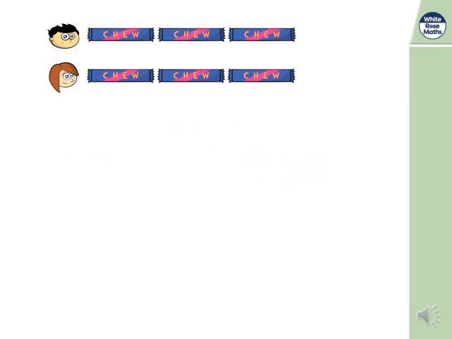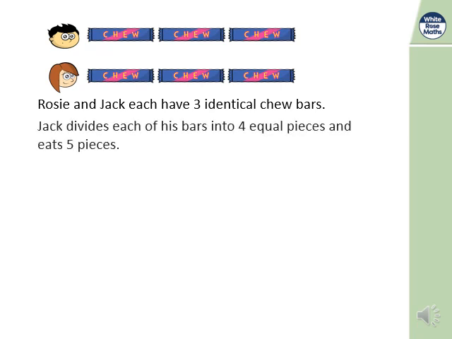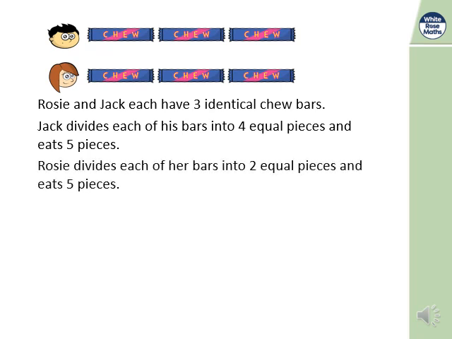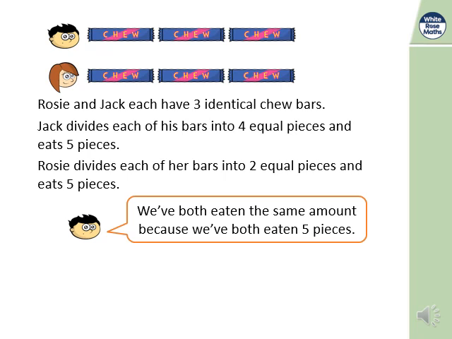Now let's have a look at this word problem. Rosie and Jack each have 3 identical chew bars. Jack divides each of his bars into 4 equal pieces and eats 5 pieces. Rosie divides each of her bars into 2 equal pieces and eats 5 pieces. Jack says, "We've both eaten the same amount because we've both eaten 5 pieces." Now, have a think. Is Jack right?